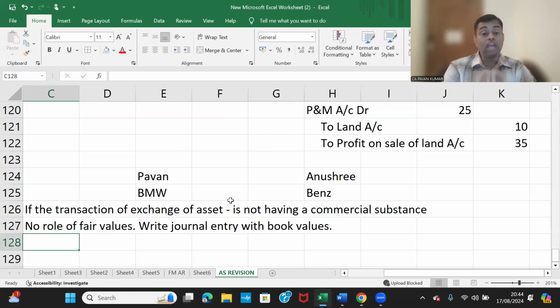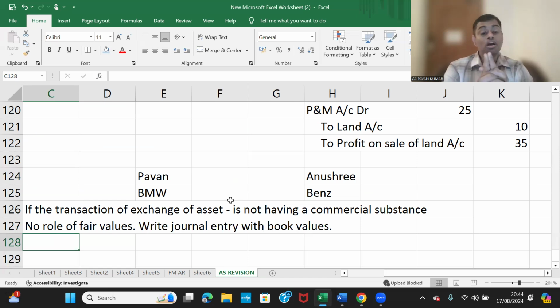So what is the fair value of the BMW car? What is the fair value of that Merc? No need to verify it. What journal entry will Pavan write? New Merc, but of course that is second-hand, I know. Merc account debit, to BMW, to cash 1 lakh.